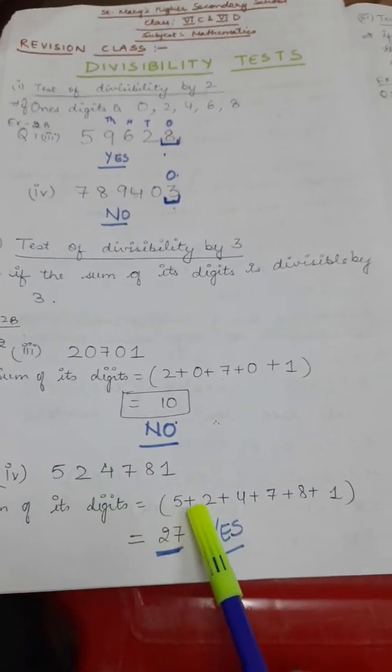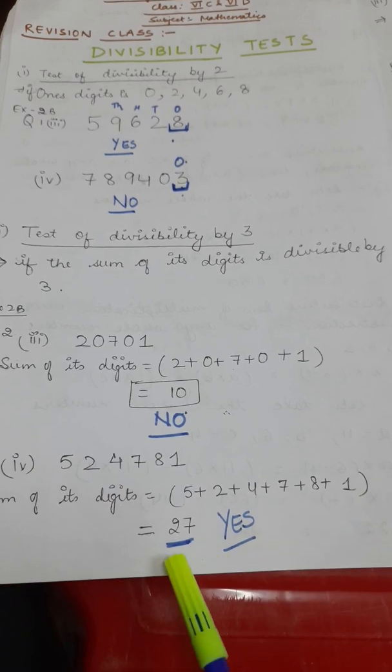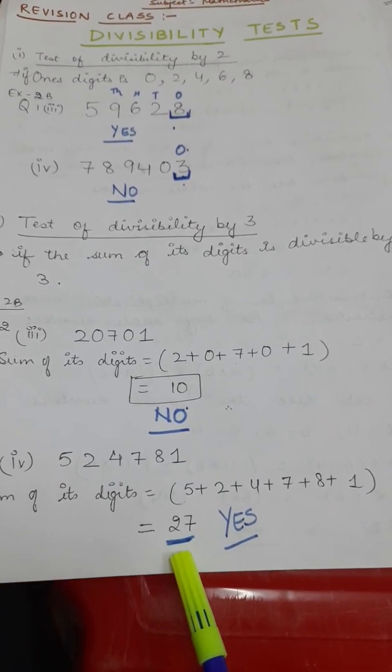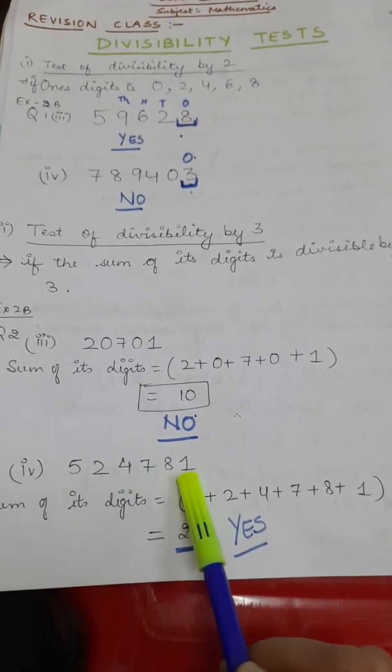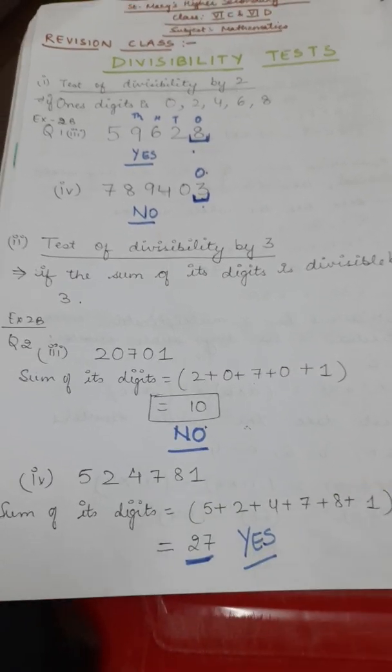Fourth part. The number is written, the sum of its digits is 27. 27 is divisible by 3. Yes. Therefore, this particular number is also divisible by 3.